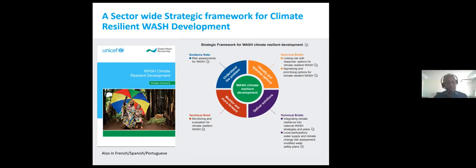So the next quadrant, the one in the blue, is about identifying solutions. Now this is a broad subject also, and we'll look at that a little bit later. The third quadrant is about implementing solutions that you have identified, screened, and eventually want to implement. And the last quadrant is about monitoring and also learning lessons about what is implemented and planned.